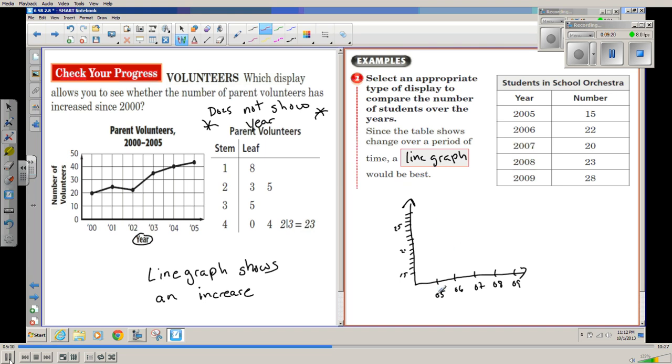In the year 2005, there were 15. In the year 2006, there were 22. In the year 2007, there were 20. 2008 was 23. 2009 was 28. So overall, when you connect the dots on this line graph, you should see that there is an increase.